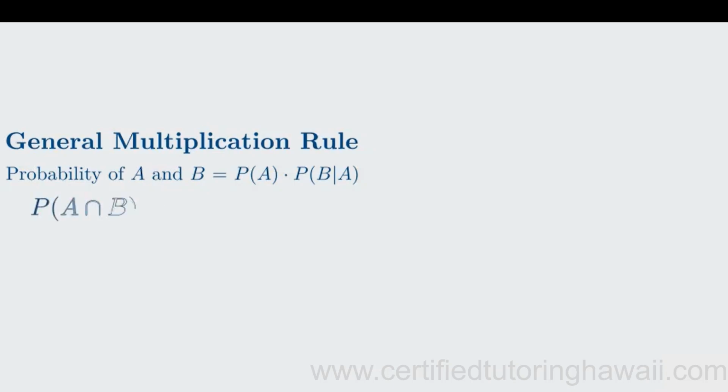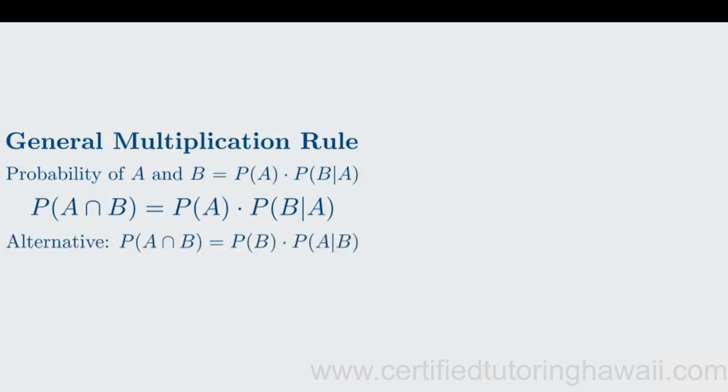Conceptually, it describes a sequence. First, event A must happen. Then, once we are in a world where A is true, event B must also happen. Note that the order doesn't strictly matter. We could also find the probability of B first, then multiply by the probability of A given B.